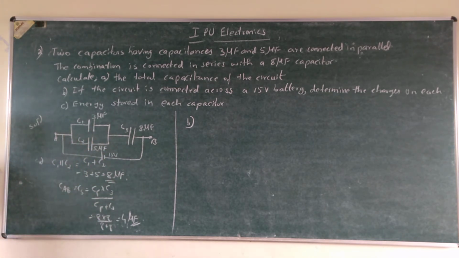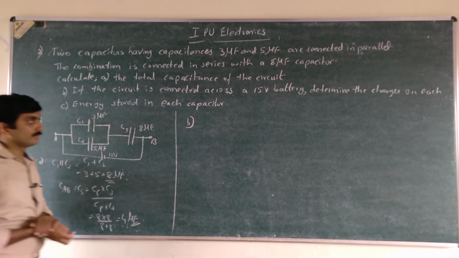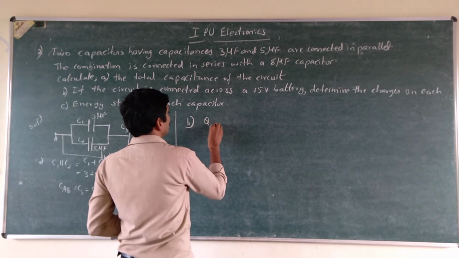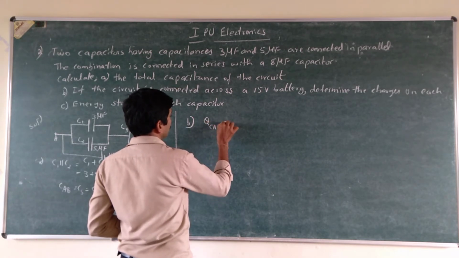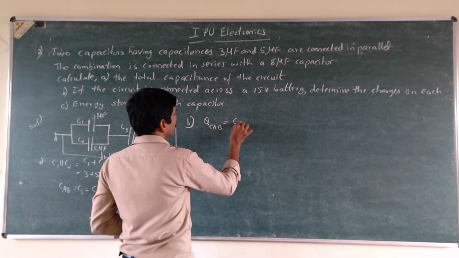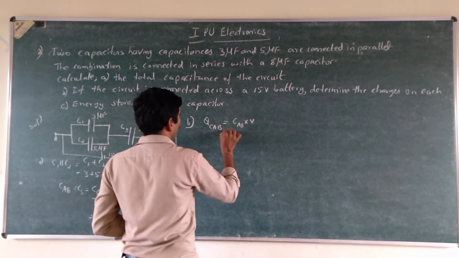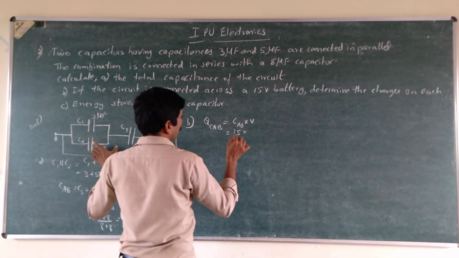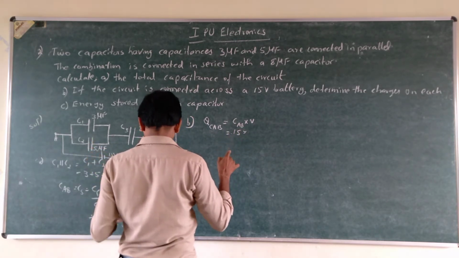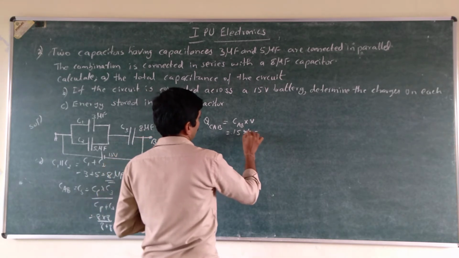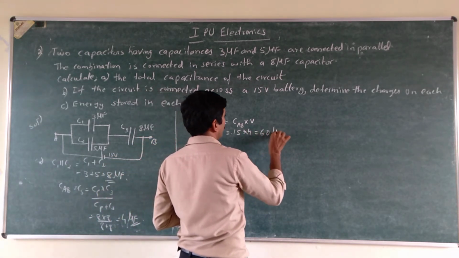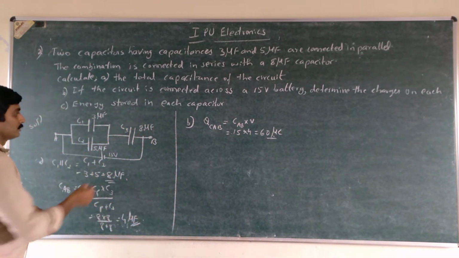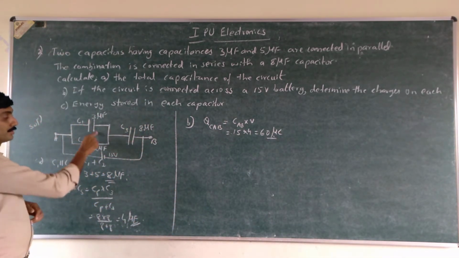So, B is now: the charge on CAB, the effective capacitance, is Q equal to C into V, CAB into V, that is equal to 4 microfarad into 15 volt, that is equal to 60 microcoulomb. So this much charge is stored by capacitor C3 and the combination.